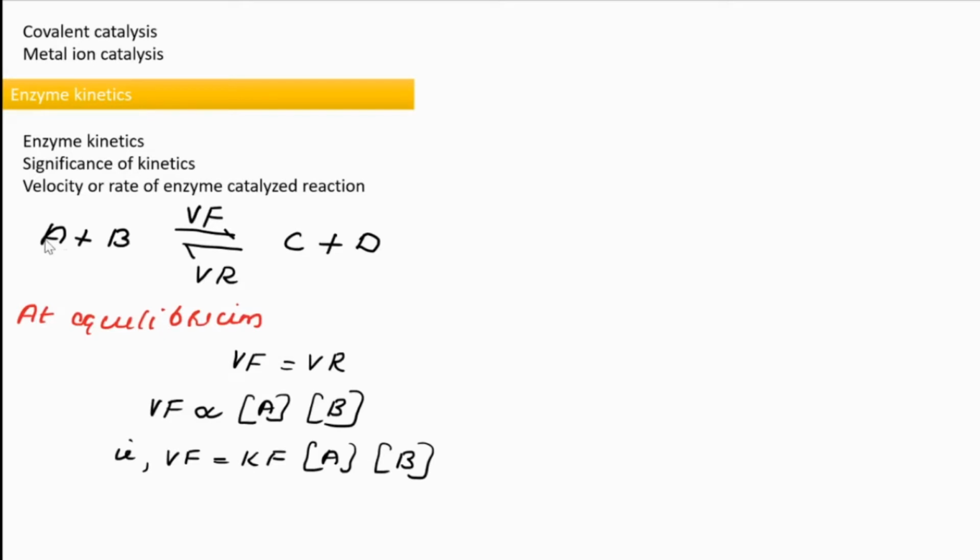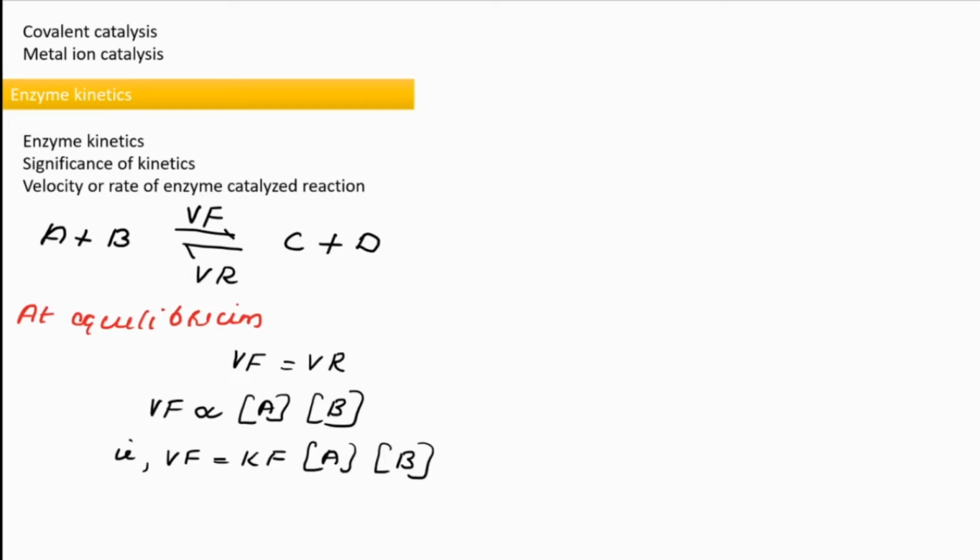There's a simple representation, that is A plus B is equal to C plus D. This is the velocity of forward reaction, and this is the velocity of reverse reaction. So all the letters, I think, are clear for you. Vf, rate of forward reaction, Vr, rate of reverse reaction, A and B are reactants, C and D are products. Consider this reaction is at equilibrium. At equilibrium condition, Vf will be equal to Vr. Velocity of forward reaction is equal to velocity of backward reaction.